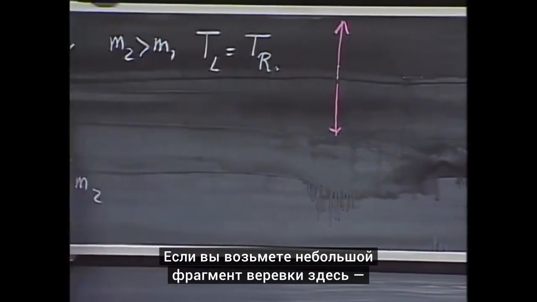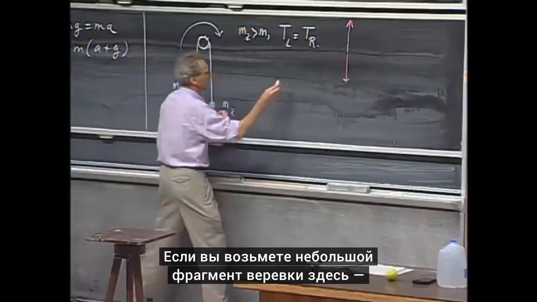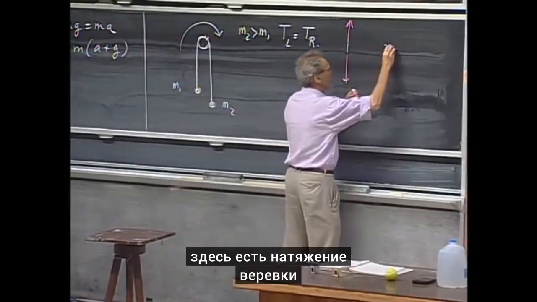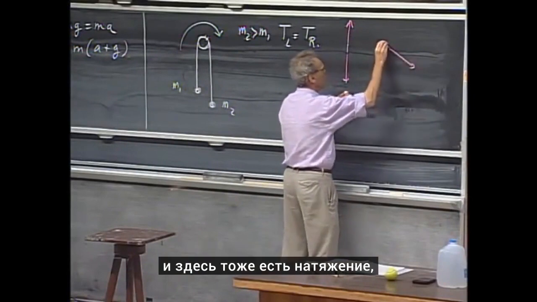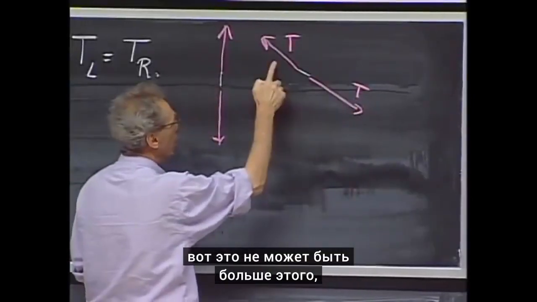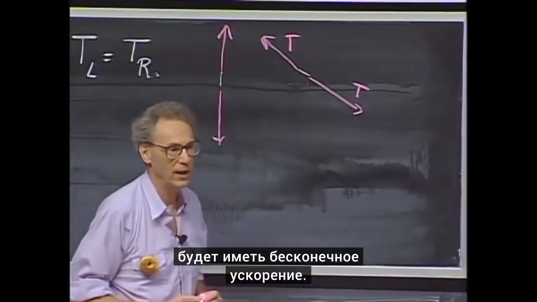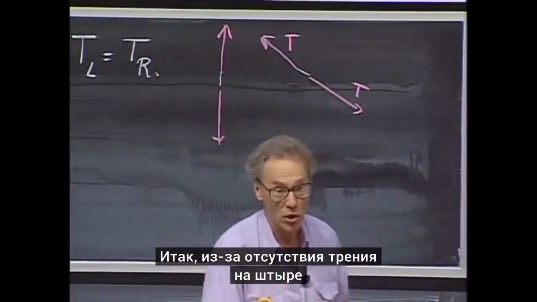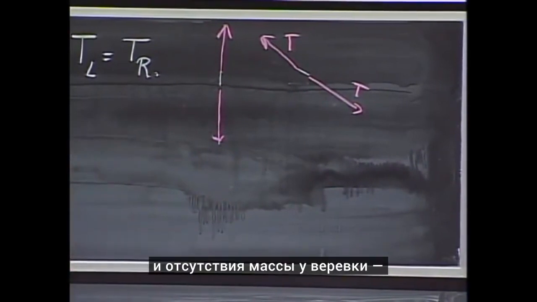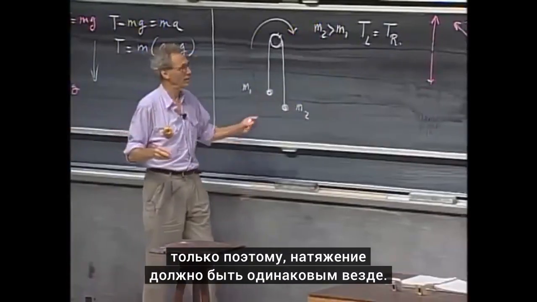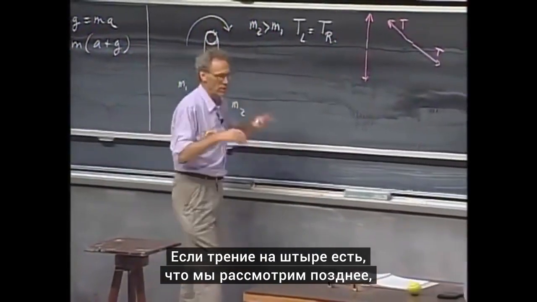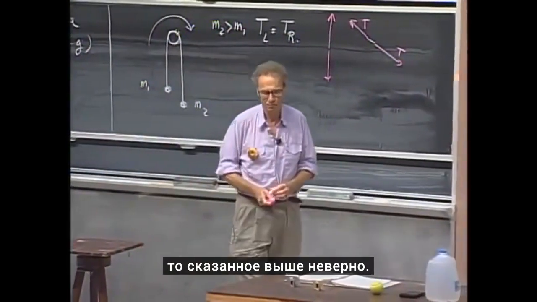If you take a little section of the string here, a teeny-weeny little section, there is tension on the string on one side, and tension on the other. This one could never be larger than that, because this little piece of string would get an infinite acceleration. So because there is no friction on the pin, and because the strings are massless, only because of that must the tension be everywhere the same. If there is friction in the pin, which we will do later, then it's not the case.